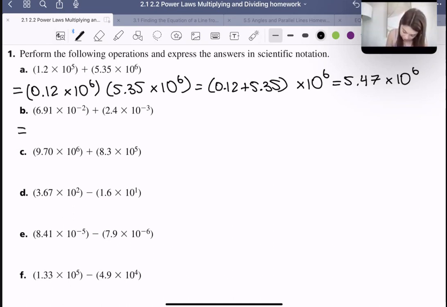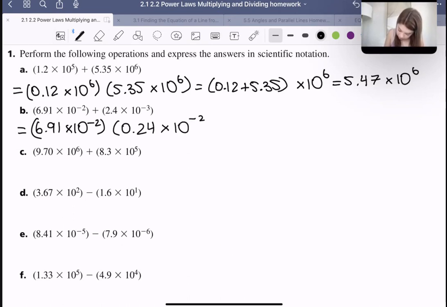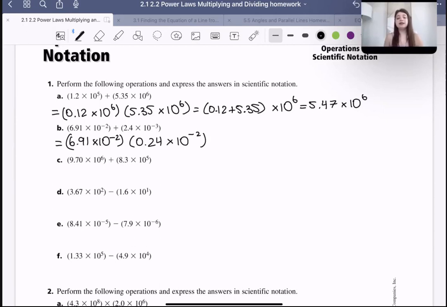So I'm just going to repeat this first point and put it back. And then for that second one, I'm going to move the decimal point over and get 0.24 times 10 to the negative 2. So what we did here is we went left a decimal point, but we balanced that out by adding a power of 10 back. So now we're only at 10 to the negative 2 rather than 10 to the negative 3.